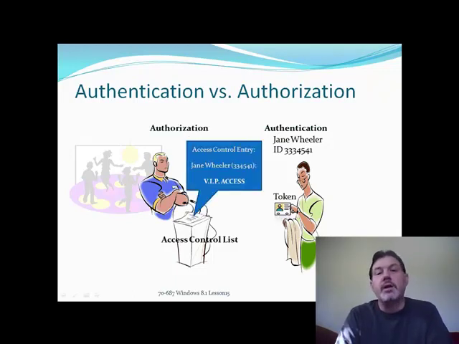He goes in and he actually finds an access control entry for Jane Wheeler. And congratulations, she has VIP access to the club. Now the bouncer could just as easily have gone in and found no access control entry for Jane Wheeler, in which case she would not be authorized to use that resource even though she successfully authenticated to it.